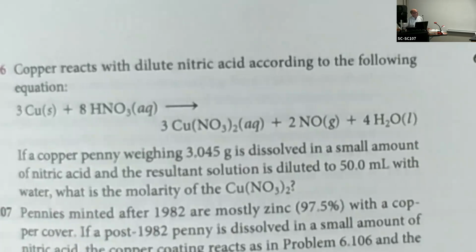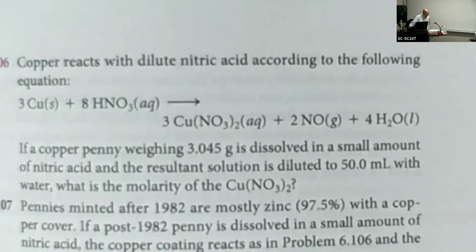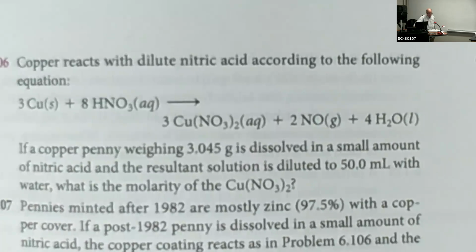Oh, yeah. Copper reacts with nitric acid according to the following equation. 3 coppers plus 8 nitric acids make 3 copper nitrates, 2 nitrogen monoxides, and 4 waters. If a copper penny weighing 3.045 grams is dissolved in some nitric acid, and the resulting solution is diluted to a volume of 50 milliliters, what is the resulting molarity of the copper nitrate?